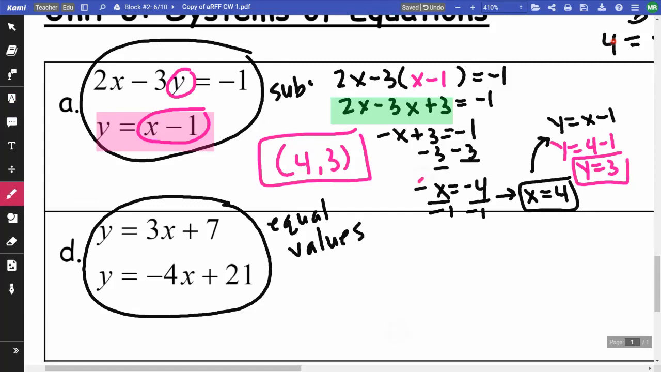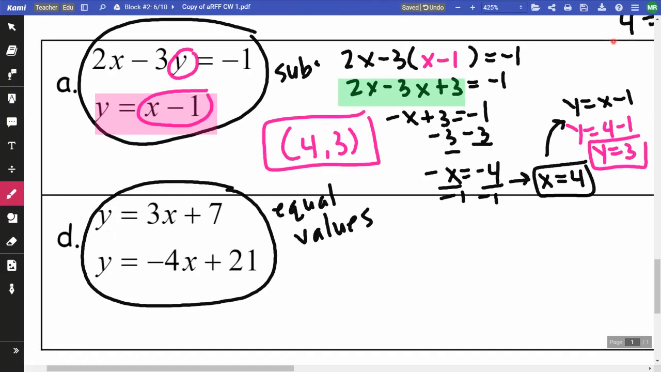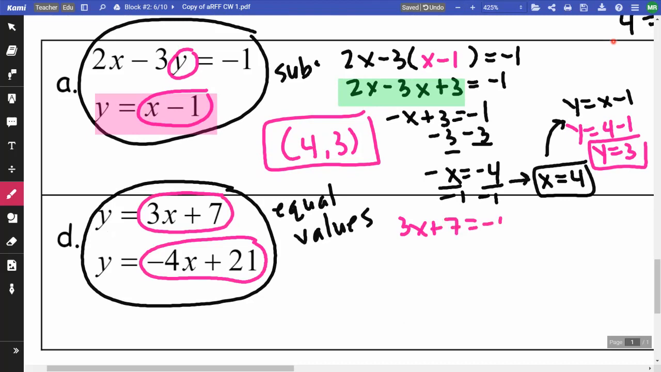Now I'm going to do D since D is on the screen here. And again, I said you do equal values because both of these are y equals. So 3x plus 7 equals y, and -4x plus 21 equals y. Since they both equal the same thing, you can set them equal together. So 3x plus 7 equals -4x plus 21.